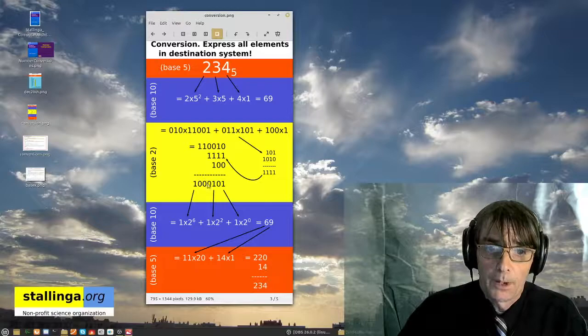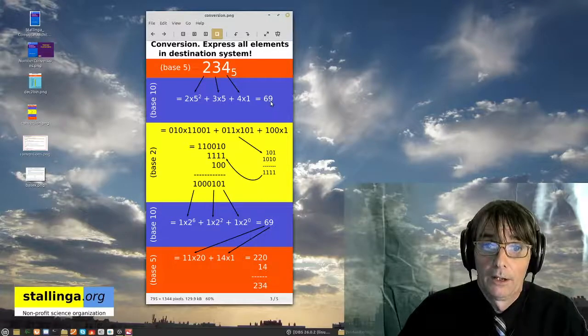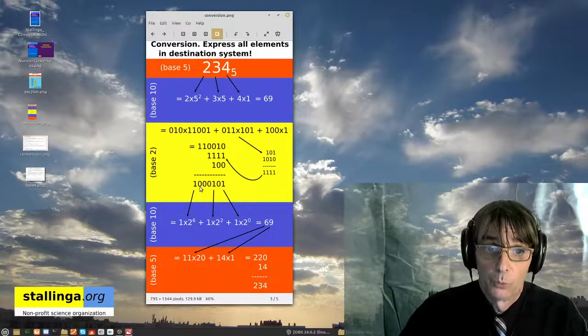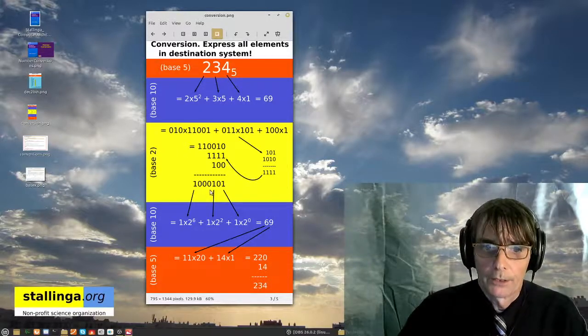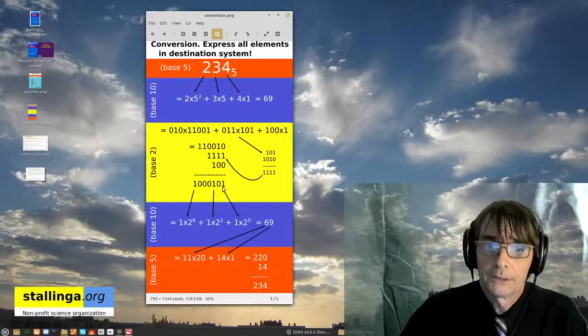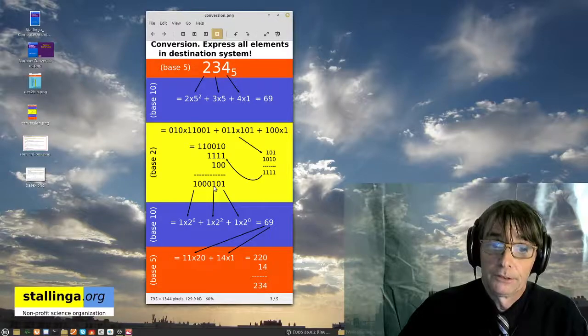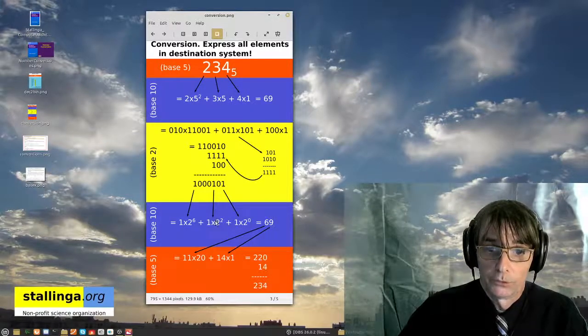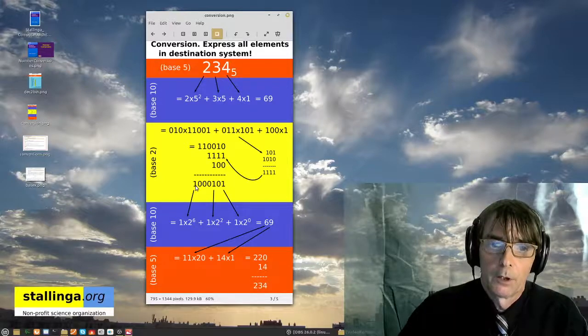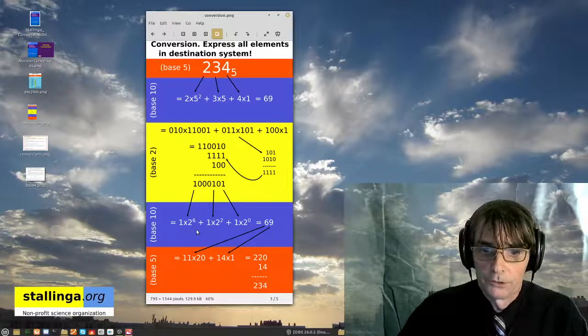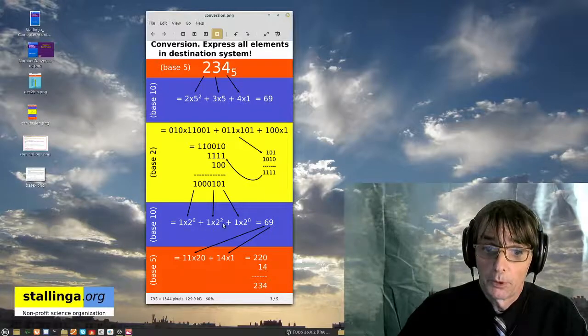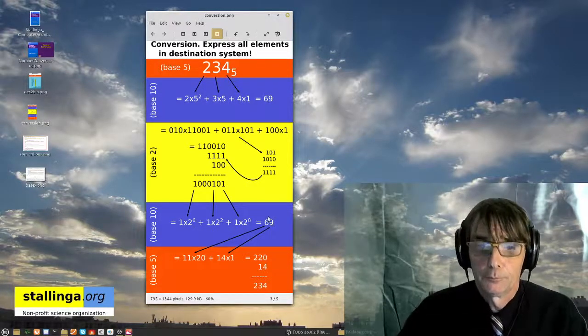So now we have in binary the number. 234 in base 5 is equal to 69 in base 10, which is equal to 1000101 in base 2. To see if our calculations are correct, let's do the conversion back to base 10. So this is multiplied by 1, this is multiplied by the base 2 squared, which is 4, and this one is multiplied by the base to the 6th power, which is 64. So 64 plus 4 plus 1, indeed, that is 69.